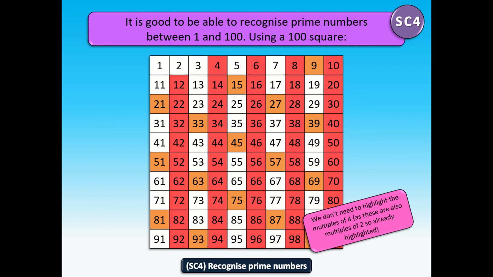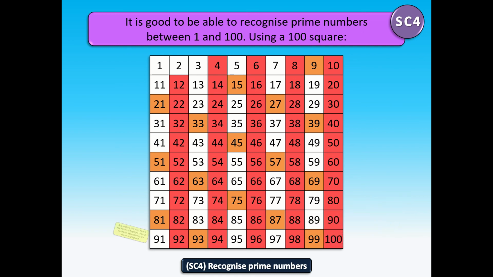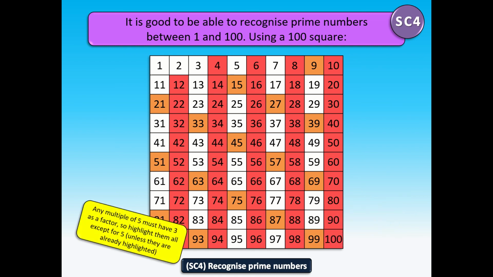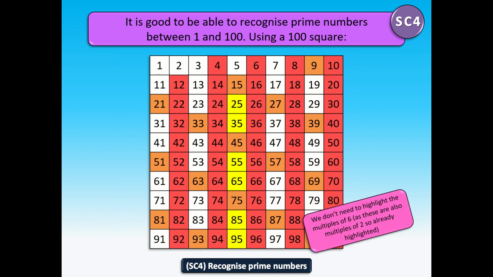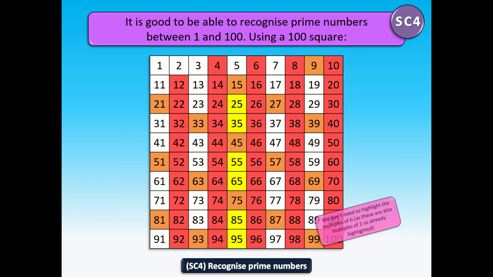Now we don't need to get rid of the multiples of 4 because any number that's a multiple of 4 is also a multiple of 2, and we've already gotten rid of the multiples of 2. So next we get rid of any multiples of 5. We don't need to get rid of any multiples of 6 because any multiples of 6 are also multiples of 3 and 2, which we've already gotten rid of.